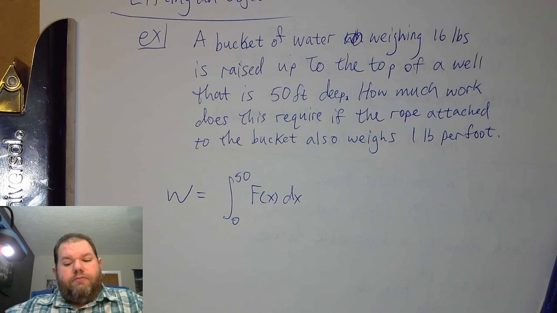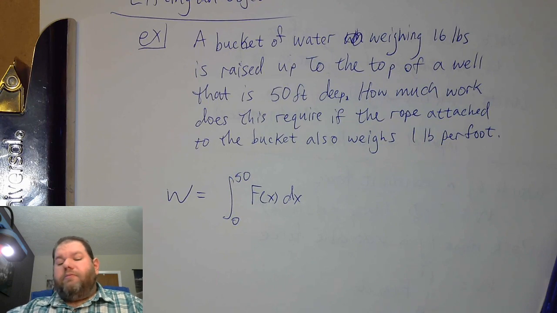So in this case, if the bucket of water weighs 16 pounds and the rope weighs 1 pound per foot, how much does everything weigh at the very beginning of this problem? Between all of the rope and the bucket that it's attached to.